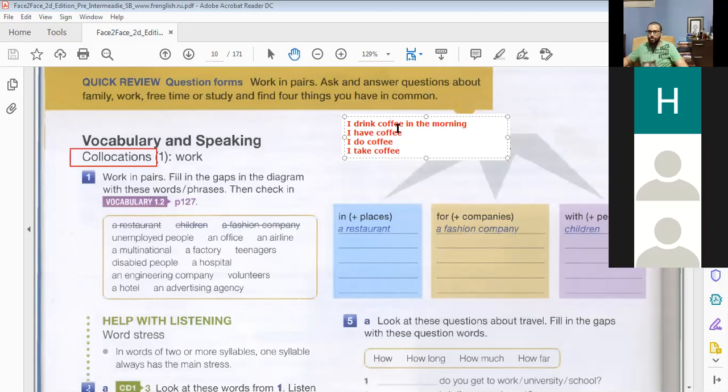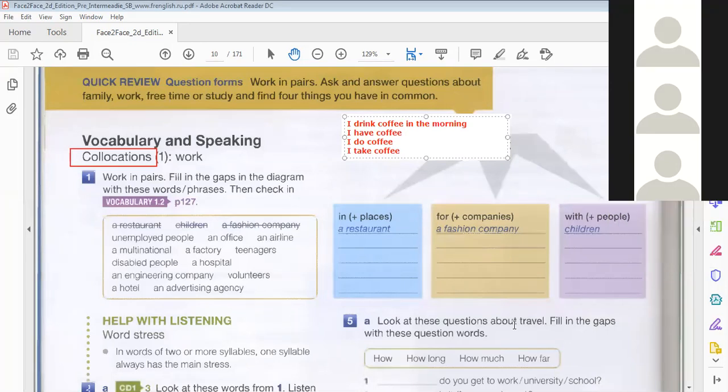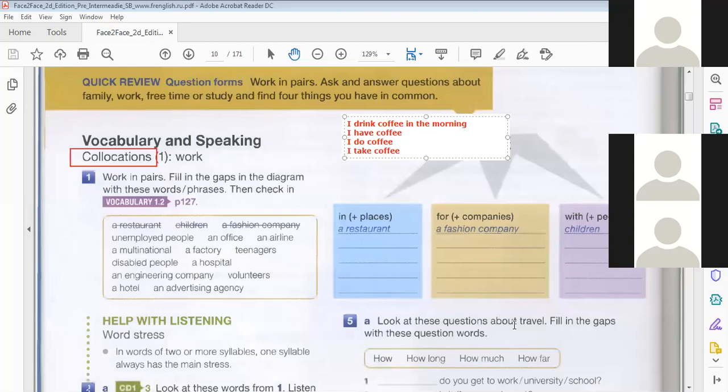But let's take this very simple example with coffee, okay? Which one do you think sounds the best to you? I drink coffee in the morning. I have coffee in the morning. I do coffee in the morning. I take coffee in the morning. I have coffee. Who said I have coffee? Okay, I just want to see who thinks have is the best one.